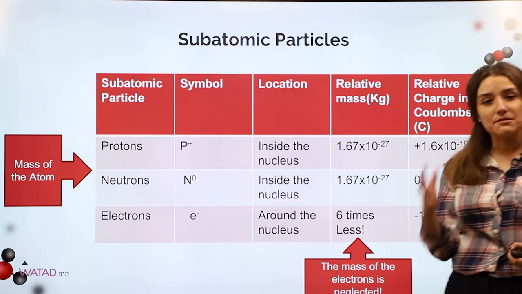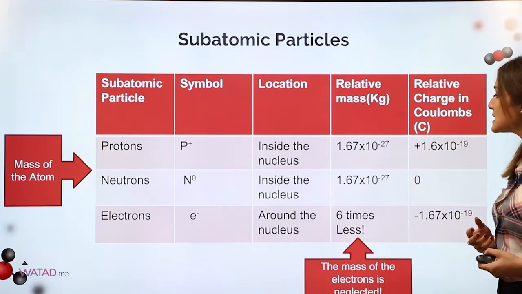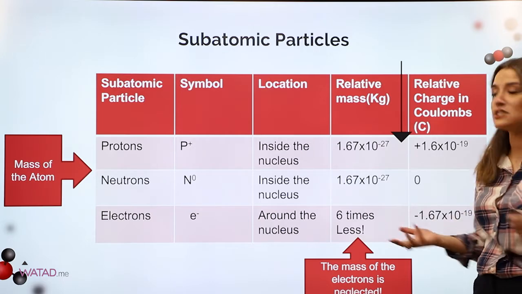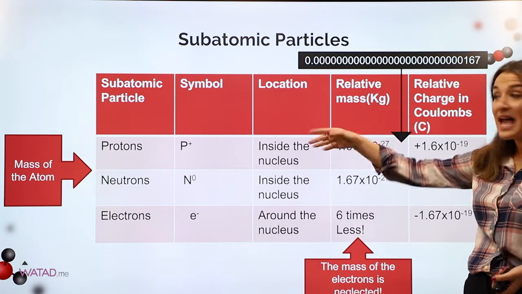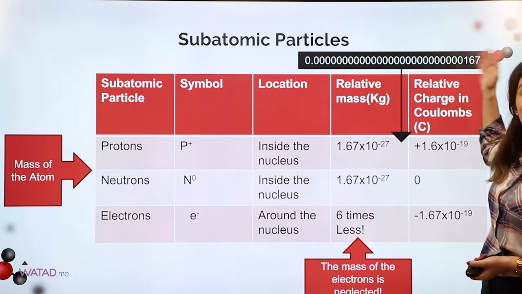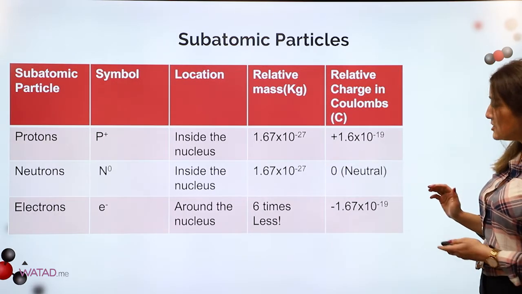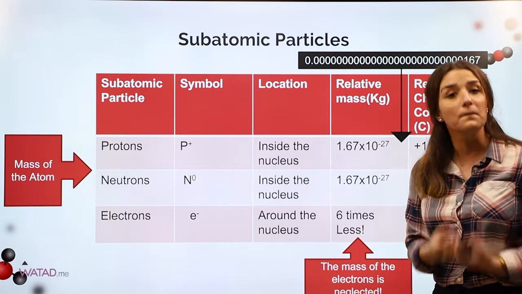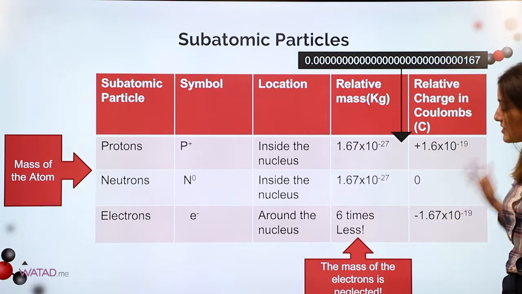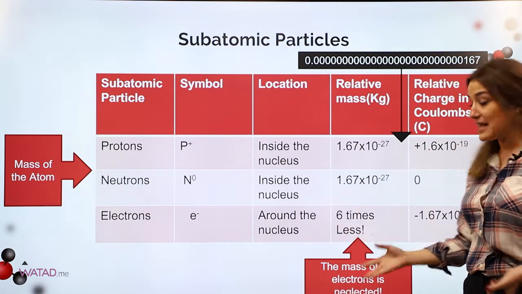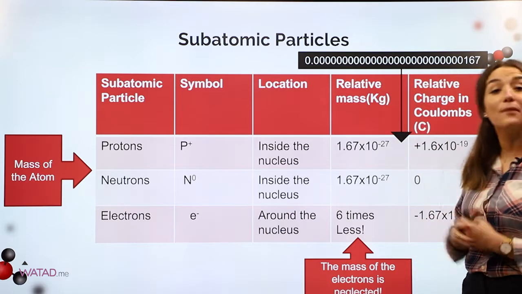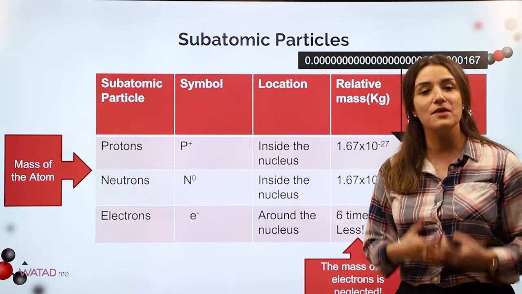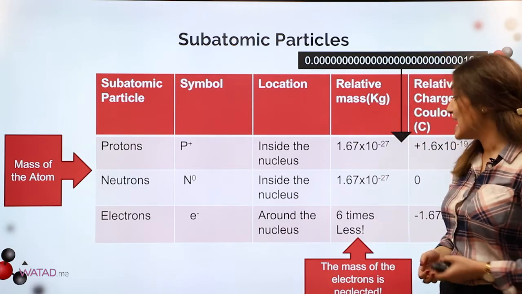Because, mathematically speaking, this particular number that we have means it's like 0.26, so this number itself is a very, very small number. And imagine having the mass of the electrons being even less than this number, like by 6 times. And this is why we always say that the mass of the electrons is basically neglected.